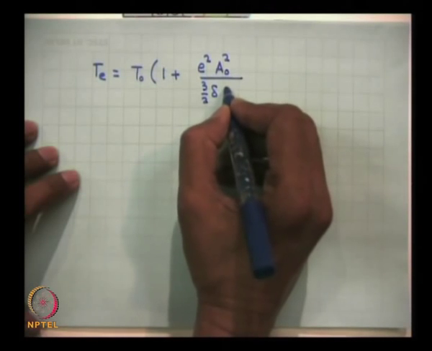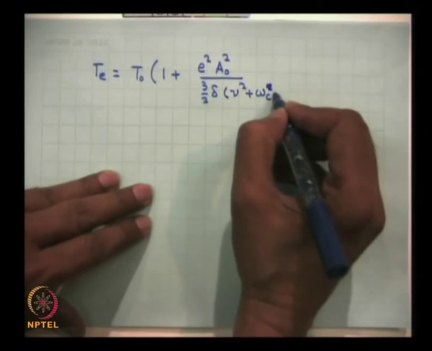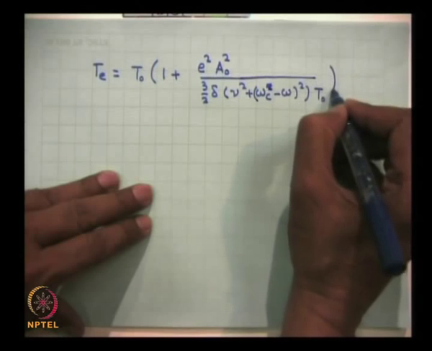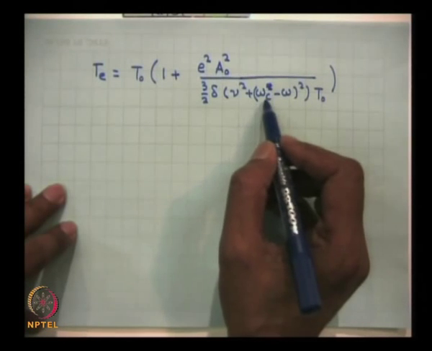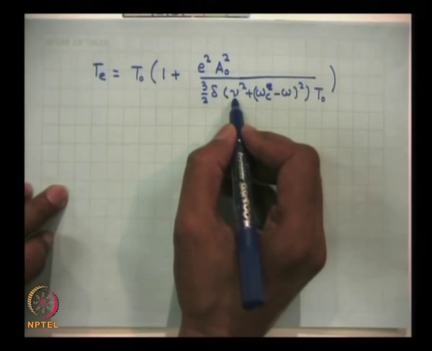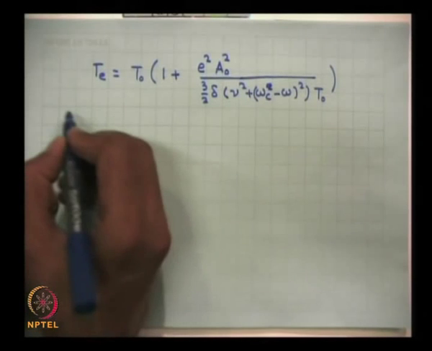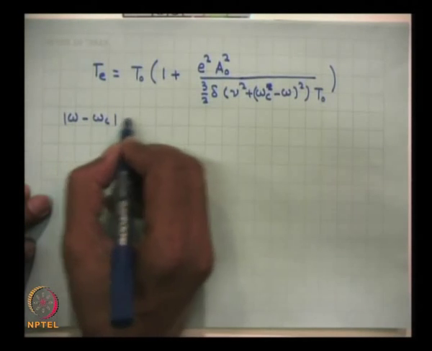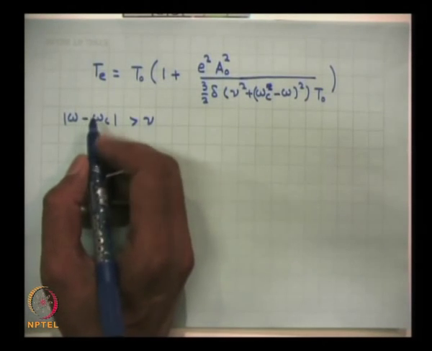Well, you get here nu square plus omega C, sorry, omega C minus omega whole square, into T 0. This shows resonance at omega equal to omega C. However, nu in general depends on the temperature of the electron. So, this equation can be solved depending on the nature of collisions. So, if I choose for the sake of simplicity, suppose omega minus omega C magnitude wise, though it is very small, is bigger than nu. So, I am choosing omega close to omega C, but not exactly at omega C.